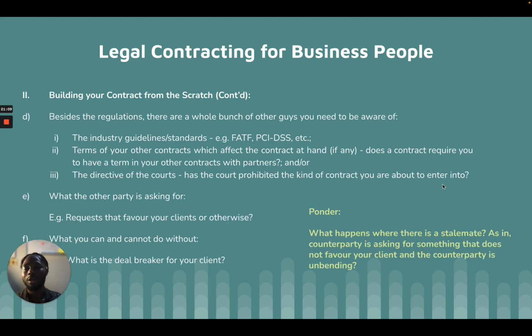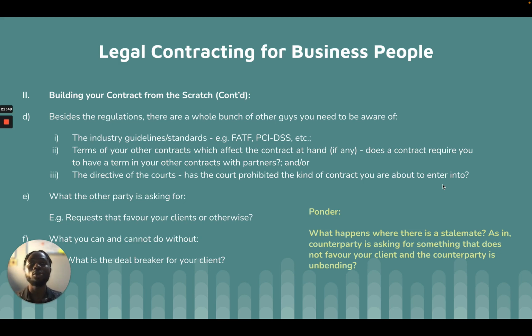So one thing I wanted to ponder on is, besides regulation, what are the other things that you need to be aware of, right? So you need to be aware of the industry guidelines and standards. So for example, depending on the space where you play, we have the FATF regulations here and there. That's the Financial Action Task Force. You have the PCI DSS, which is from the PCI SSC. You have the NDPA. That's an act. So you have different guidelines and standards that you may need to have your mind to, depending on the kind of space that you work.